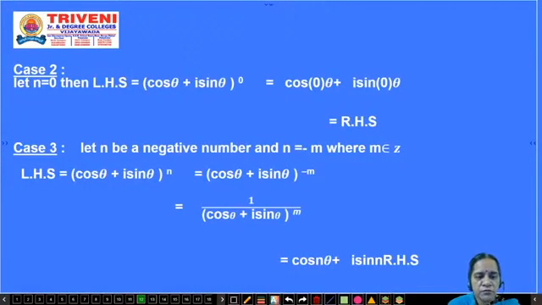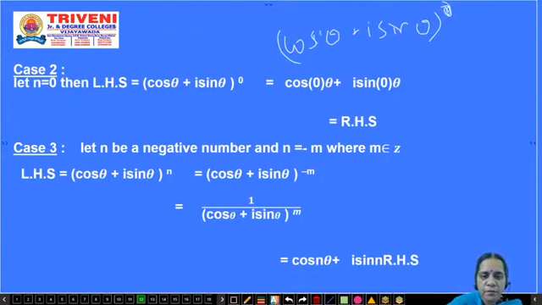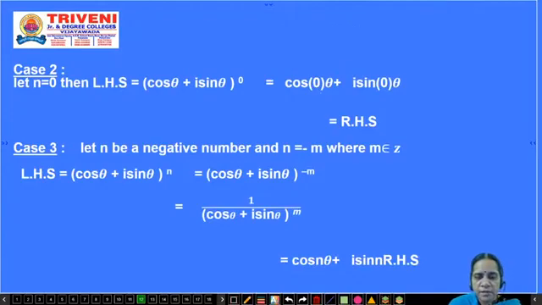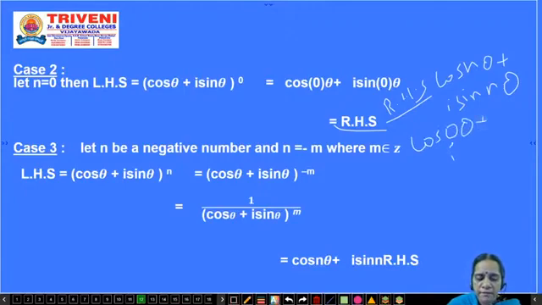Suppose n is equal to 0. Then we substitute the value in the LHS: (cos theta plus i sin theta) whole power 0. This 0 becomes the multiple of theta; here also the same. Now the RHS: cos n theta plus i sin n theta. Substituting n equal to 0, we get cos 0 theta plus i sin 0 theta. This value and this value are equal.